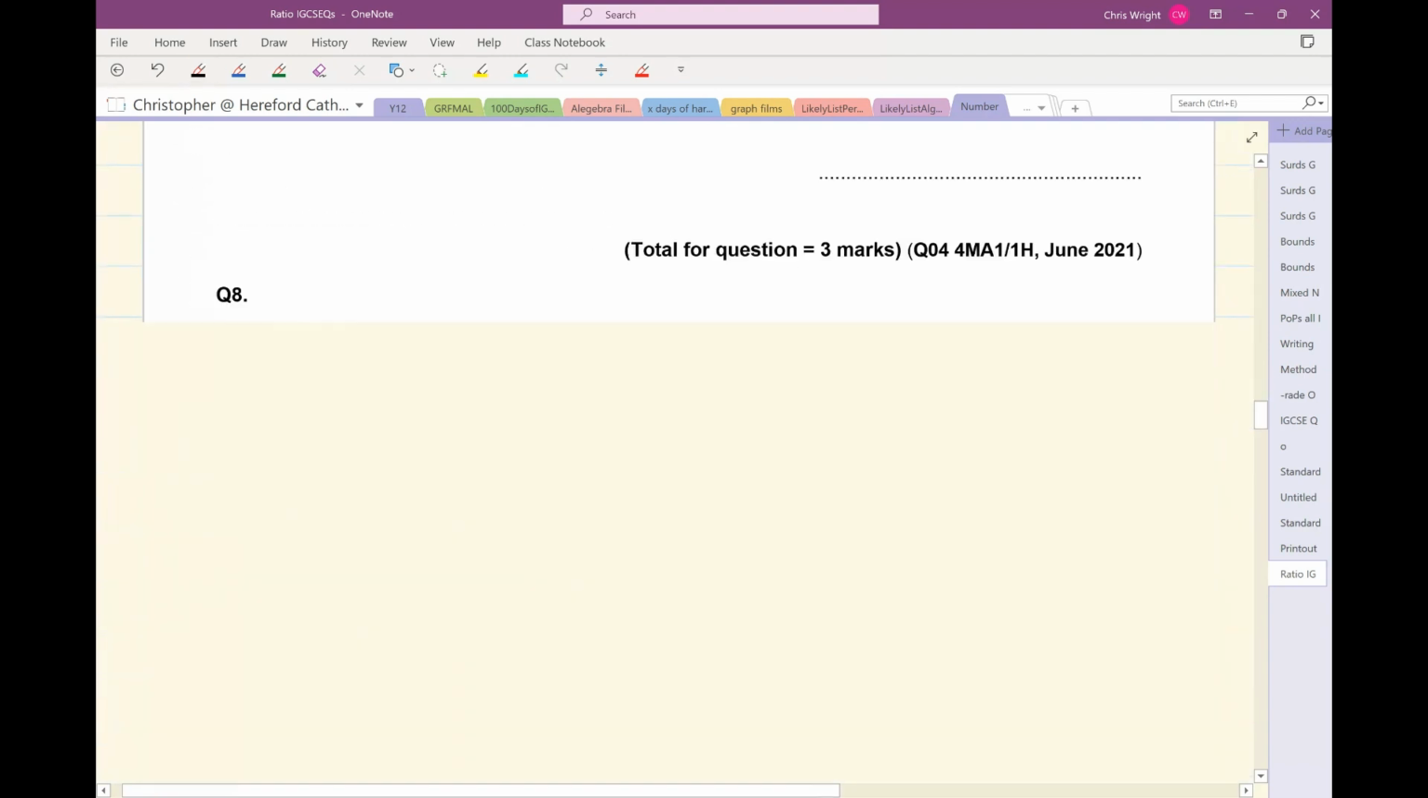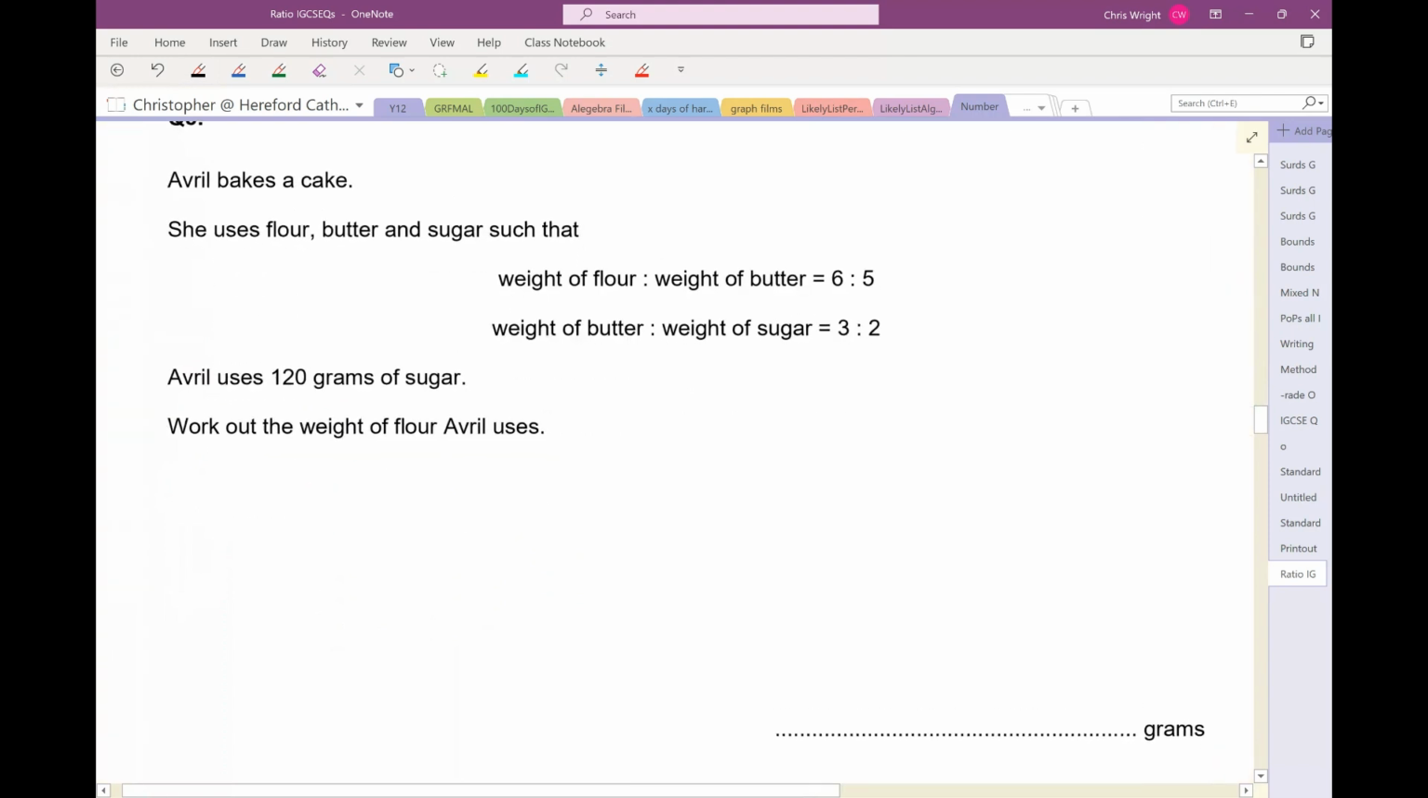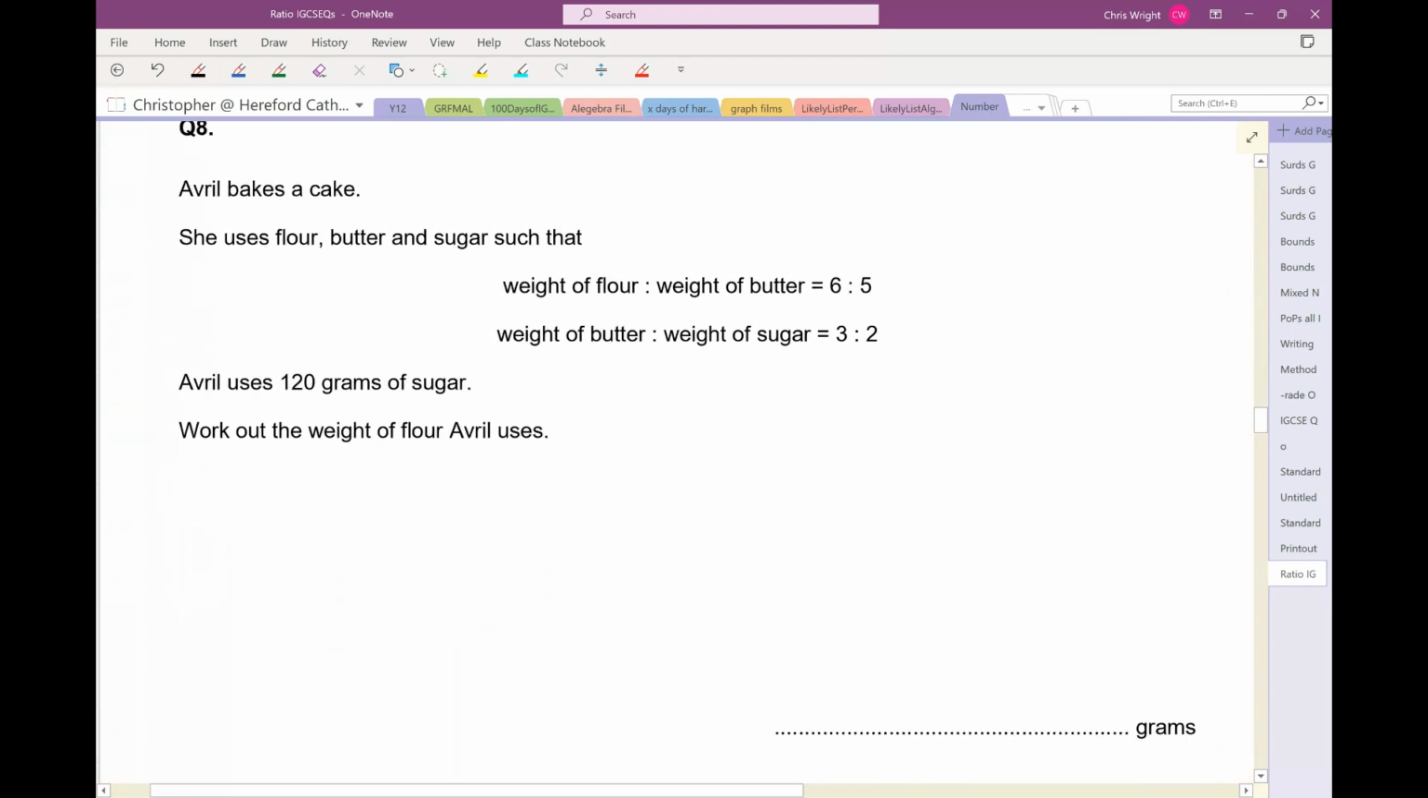Question 8. Avril bakes a cake. She uses flour, butter and sugar, such that the weight of the flour to the weight of the butter is 6 to 5. The weight of the butter to the weight of the sugar is 3 to 2. She uses 120 grams of sugar, so that's been times by 60. So 3 60s, 180. So she uses 180 grams of butter.